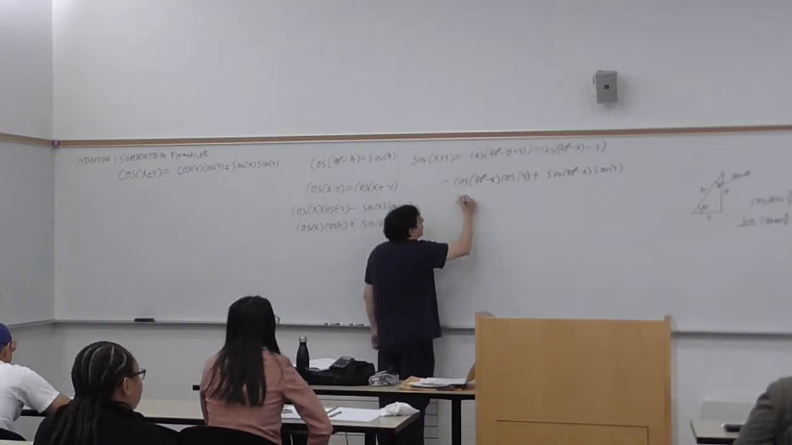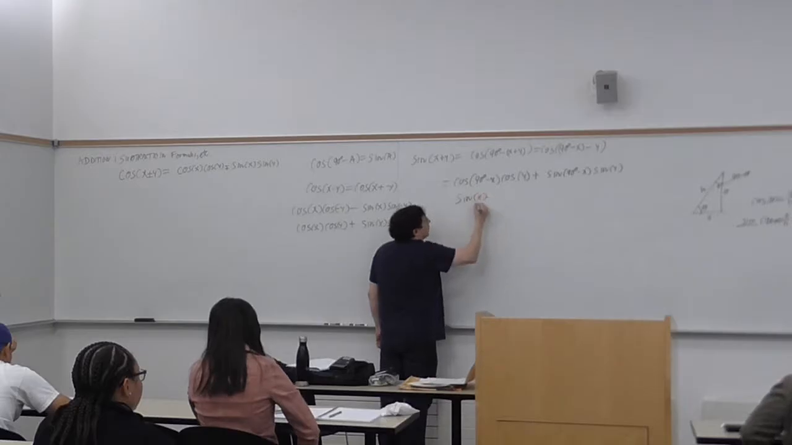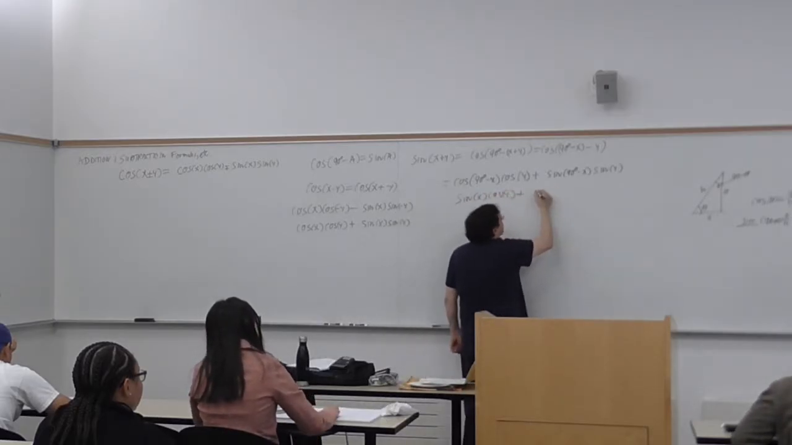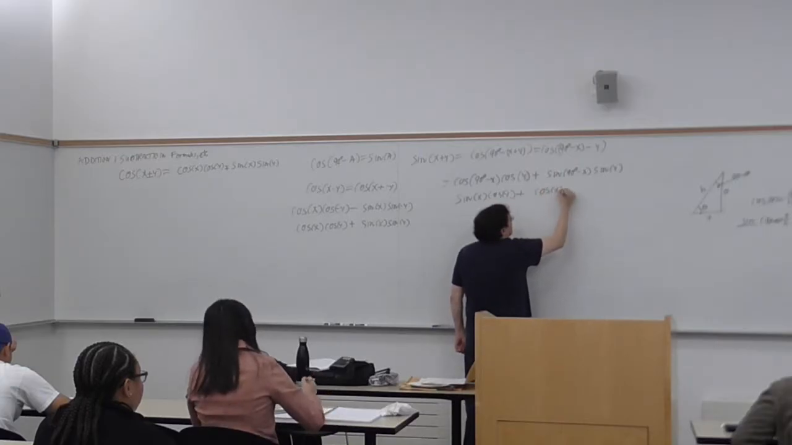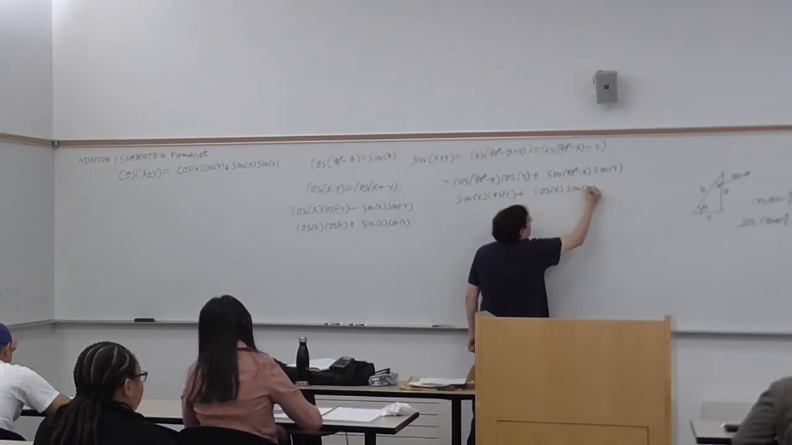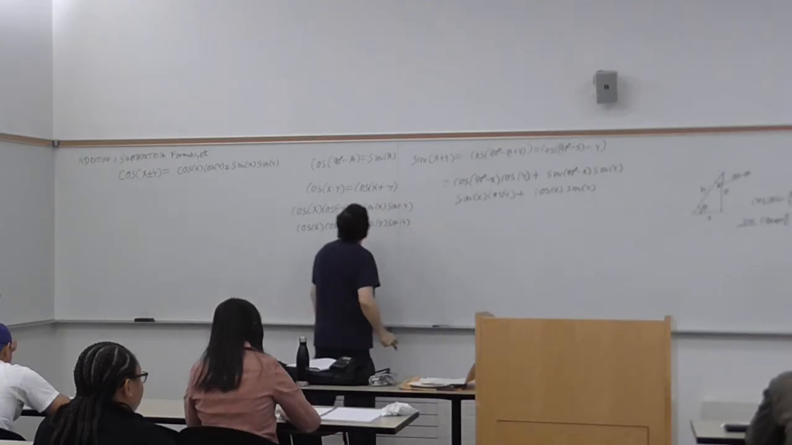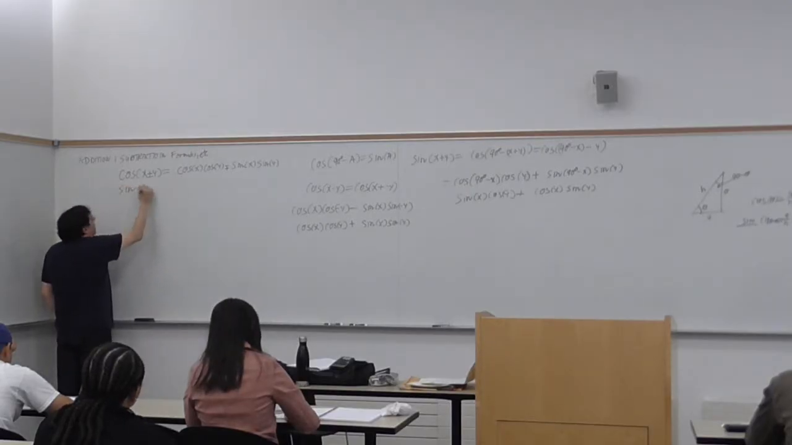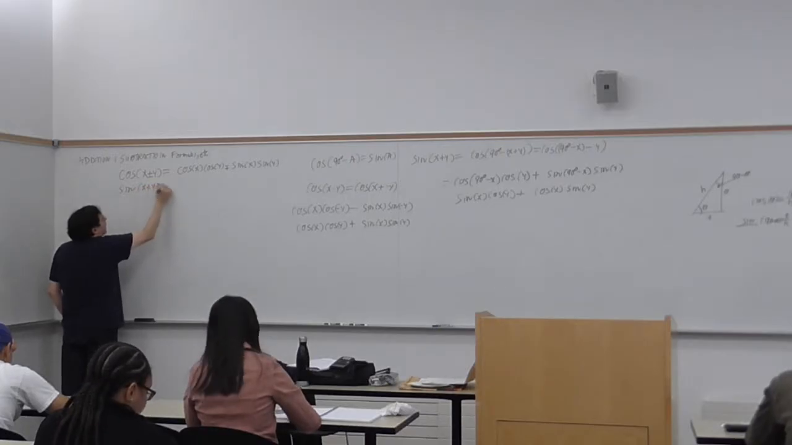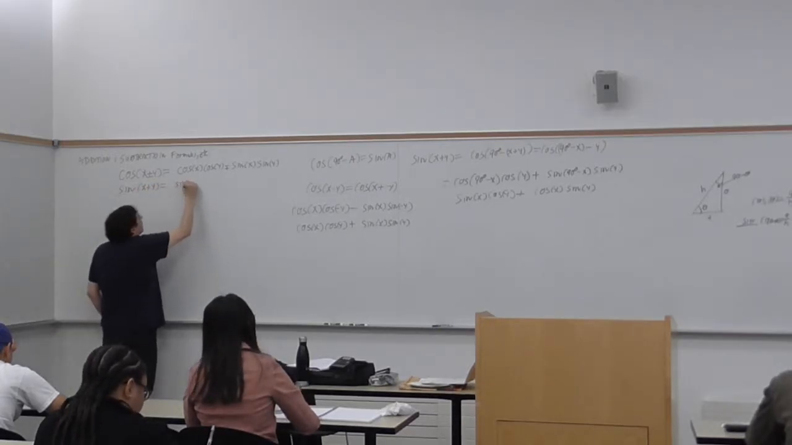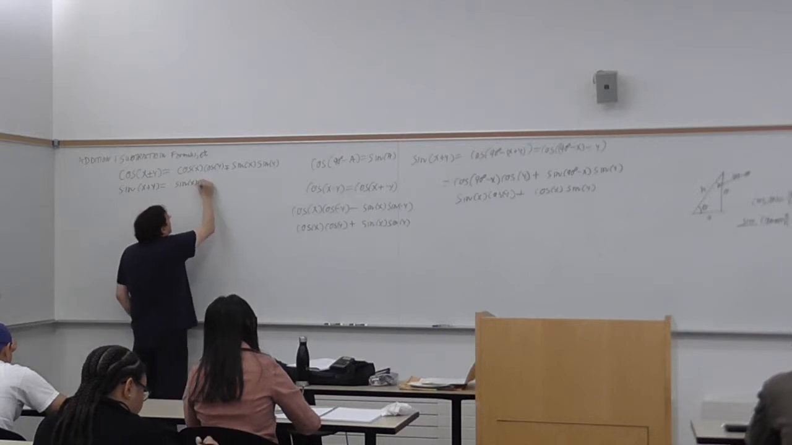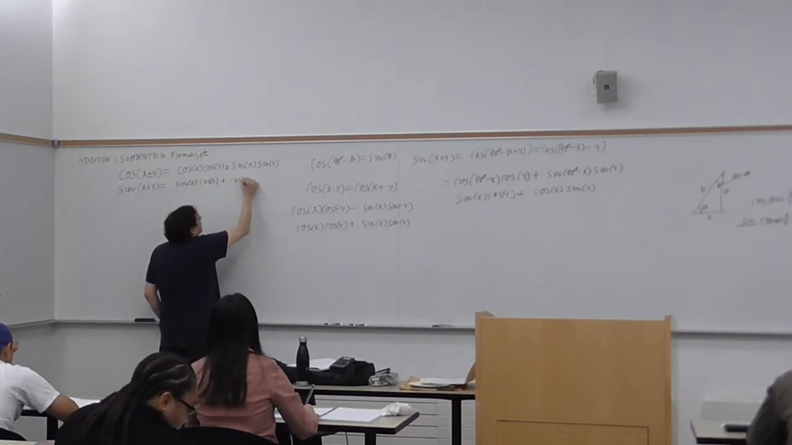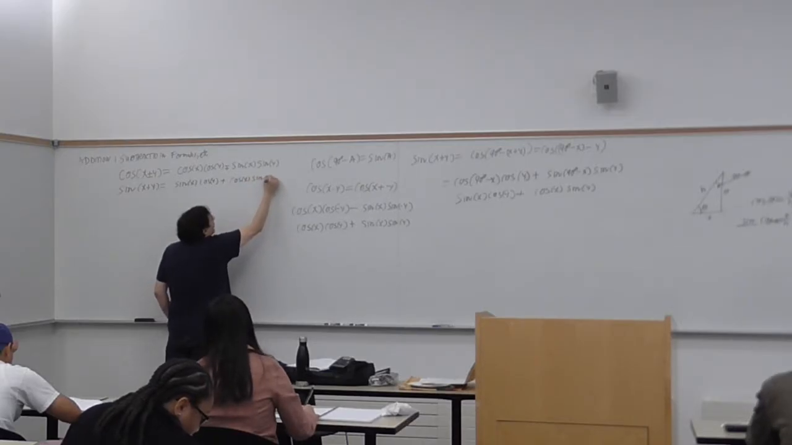So this becomes sine of x, cosine y. This becomes cosine x, sine of y. So that gives us our second formula. Sine of x plus y is sine x cosine y plus cosine x sine y.